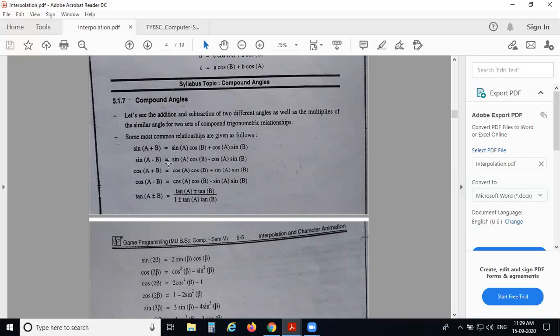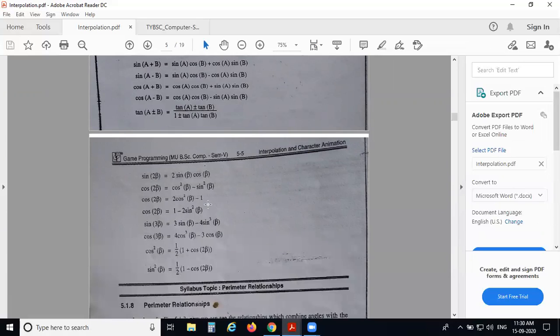Then sin A plus B, which is equal to sin A cos B plus cos A sin B. Okay, then next one, sin A minus B, which is equal to sin A cos B minus cos A sin B. Then cos A plus B means cos A cos B minus sin A sin B. Then cos A minus B means cos A cos B plus sin A sin B. And tan A plus minus B is equal to tan A plus minus tan B. That means when we take tan A plus B, then the formula is tan A plus tan B divided by 1 minus tan A tan B. Okay, and when we take tan A minus B, then the formula is tan A minus tan B divided by 1 plus tan A into tan B.